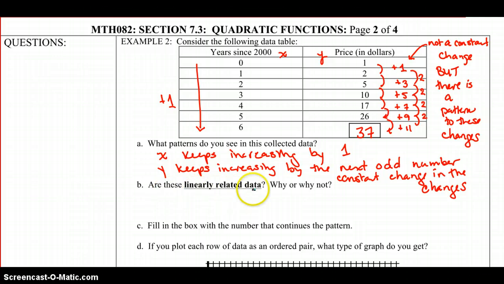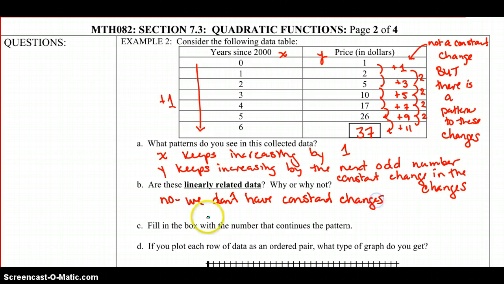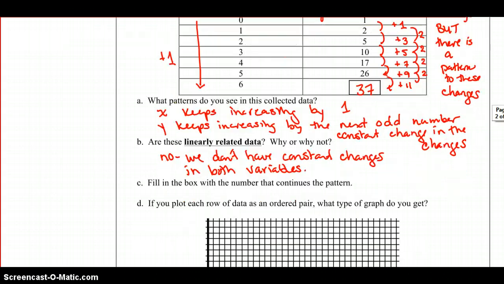So are these linearly related data? And the answer here would be no, as we don't have constant changes in both variables. We do in the X, but not the Y. And we've already filled in the box that would continue the pattern that we saw.